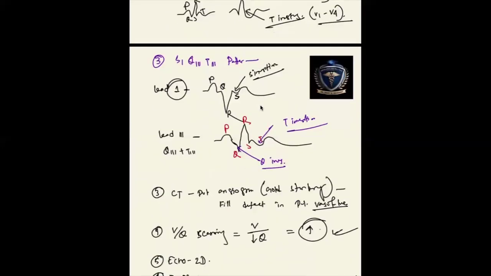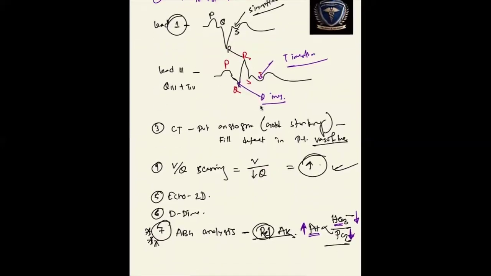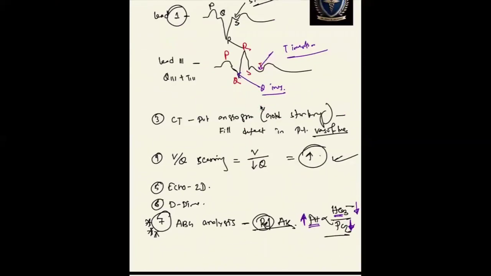What are the other investigations we look for? Other investigations are CT pulmonary angiogram, VQ scanning, echo, D-dimer, and ABG analysis. So what are the ABG findings we look for? Respiratory alkalosis may be present. What are the changes in respiratory alkalosis? The pH will increase, with decreased partial pressure of carbon dioxide. In a compensatory state, there is decreased bicarbonate. Okay, that's great.